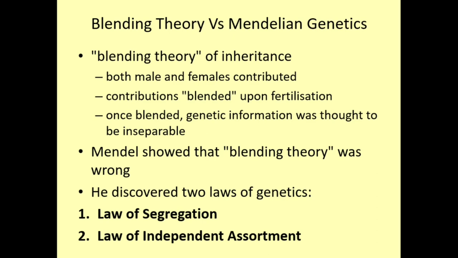And instead, it was believed to be something like this blending theory of inheritance. That is, that there was something within the man, something within the woman, and when they had a child together, whatever it was that was in them would be blended together, and then that would be evident in the child. But once blended together, those things were stuck together forever. You couldn't separate them out again. And it was referred to as this blending theory.